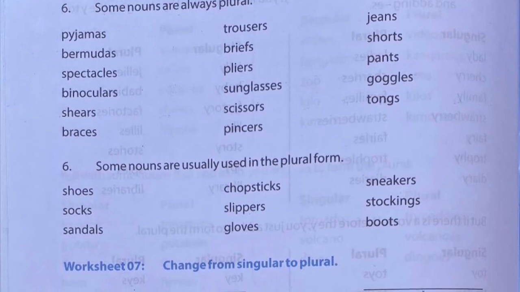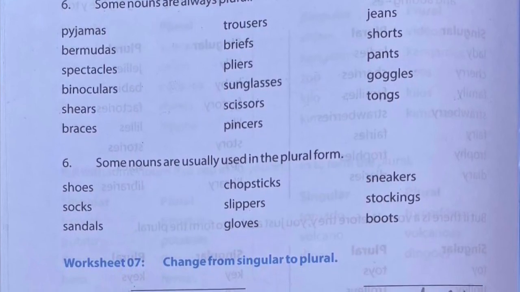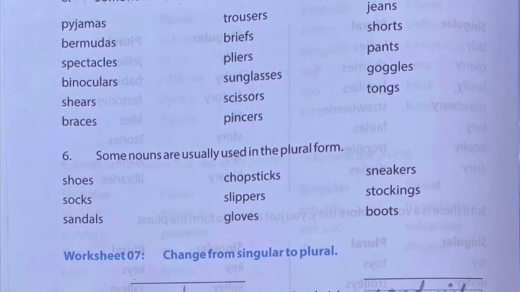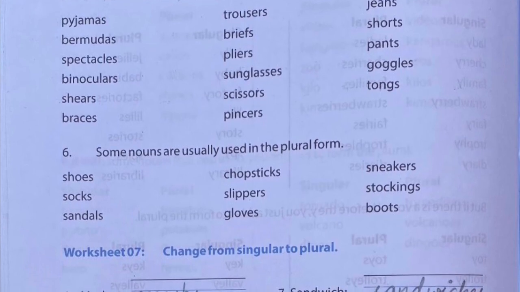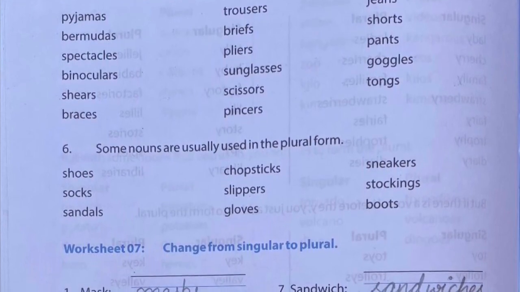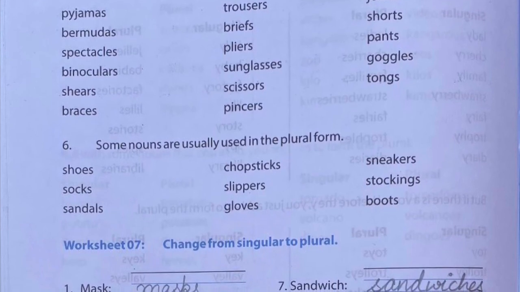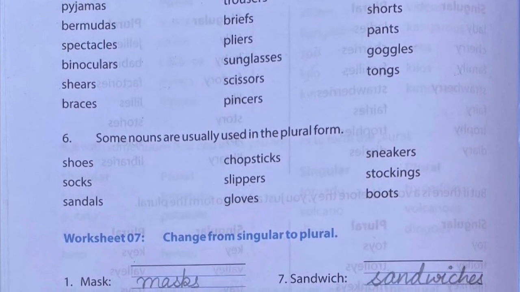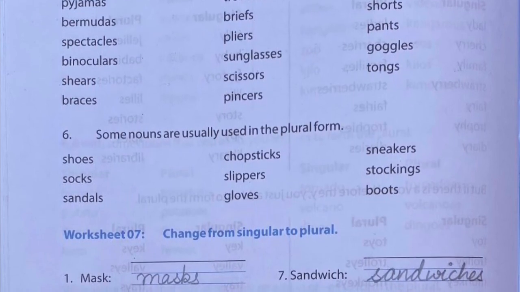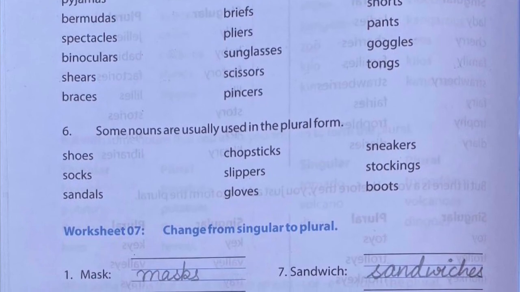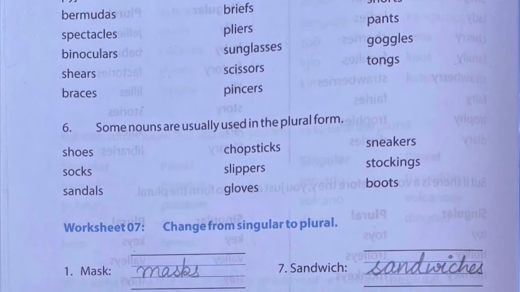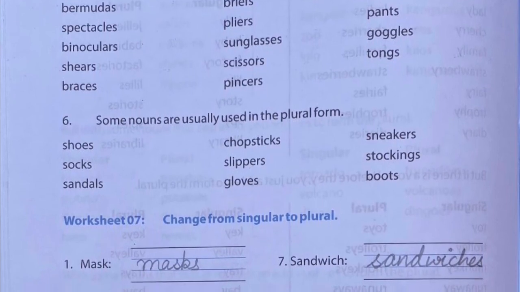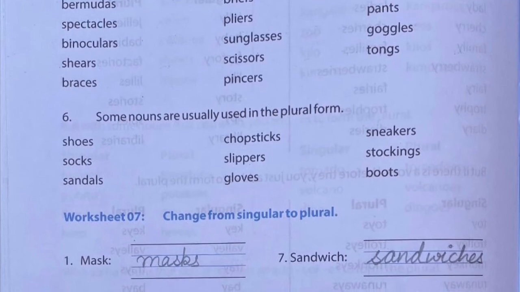some nouns are always in plural. There is no singular form of them, like pajamas, bermudas, spectacles, binoculars, shears, braces, trousers, briefs, sunglasses, scissors, pants and tongs. And some nouns are usually used in plural form: shoes, socks, sandals, chopsticks, slippers, gloves, sneakers, stockings, boots. So these are some of the nouns which are always used in the plural form.